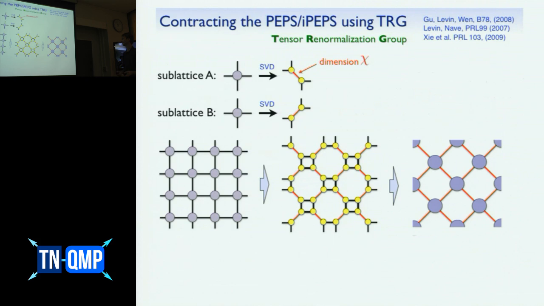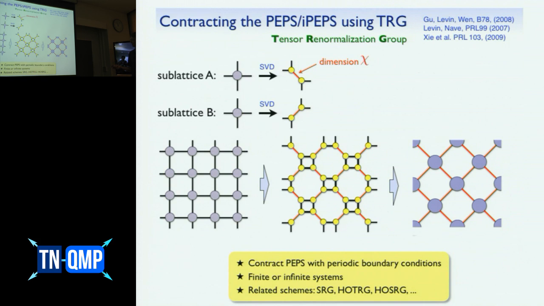So that's after one iteration, and if you reiterate this several times, then you can contract such a network with periodic boundary conditions. Now there are related schemes, SRG, higher order TRG, and higher order SRG, and again, I guess we will hear more about these schemes in the next lecture today.